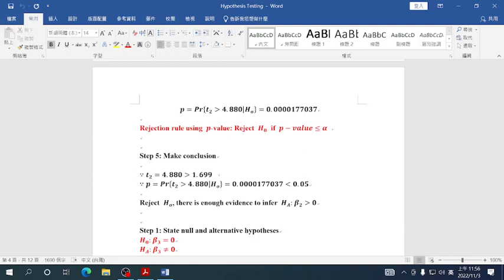Okay, so this is just a different approach, but it will end up with the same conclusion. It won't contradict each other. It should support each other. Okay? So we reject the null hypothesis. Means there is enough evidence to infer beta 2 greater than 0.